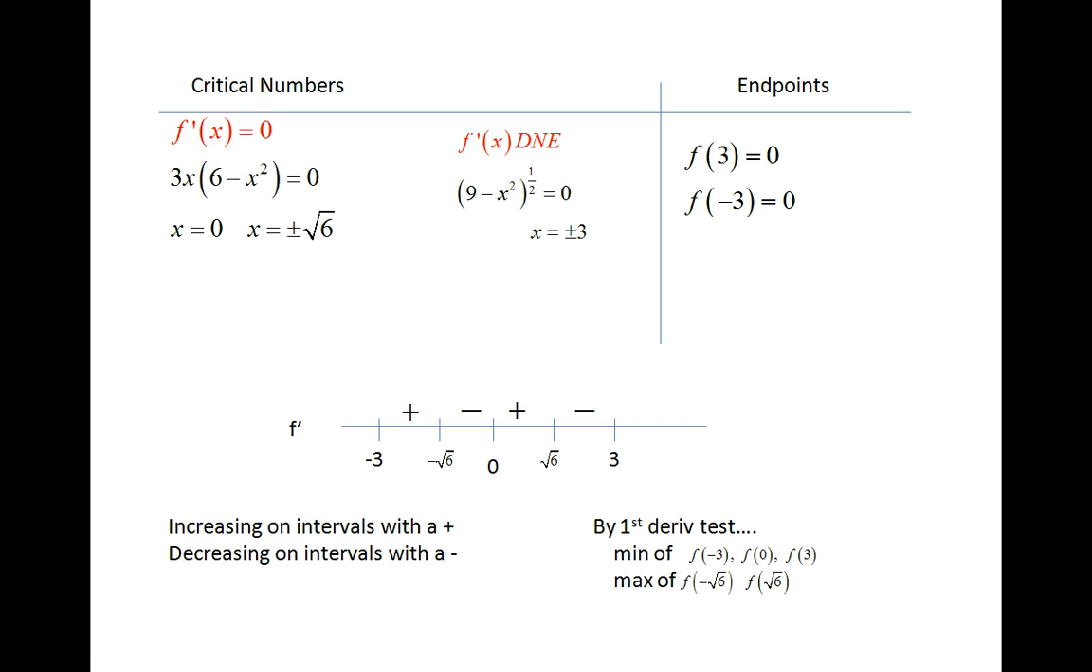But remember, the numbers here on the number line are your critical numbers. The y-coordinates that match with them are your extreme values. So whatever you get when you plug negative 3 into your function, that would be your minimum. And when you plug 0 in, whatever you get, that's your minimum. And f of 3 is also a minimum. Same idea for maxes. That's the first derivative test that I chose to use.